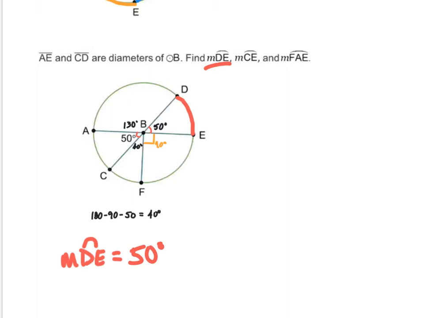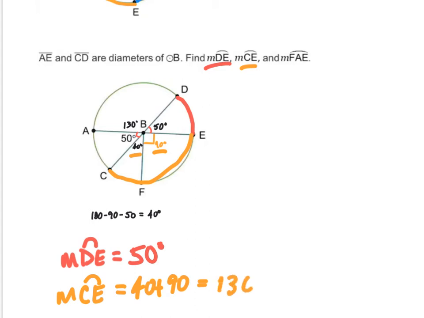Now the next one I need to do is the arc measure of CE. So the measure of arc CE is equal to this angle here, which is 90, and then 40, so 40 plus 90 degrees, which is going to give me a measure of 130 degrees. And that's all we're doing. This is 130 degrees.